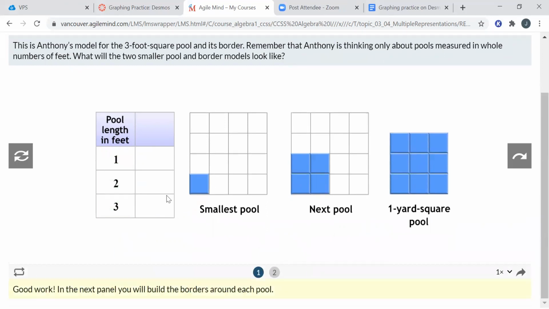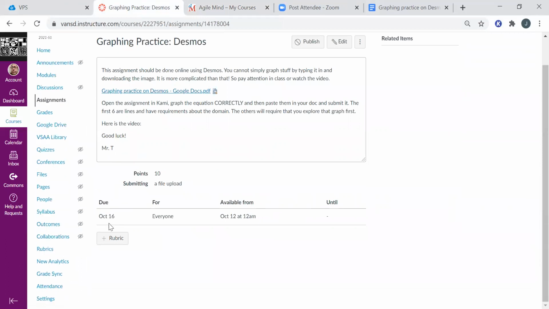Now we're going to figure out, you'll build borders around each pool. Now going to the assignments, just so you understand.